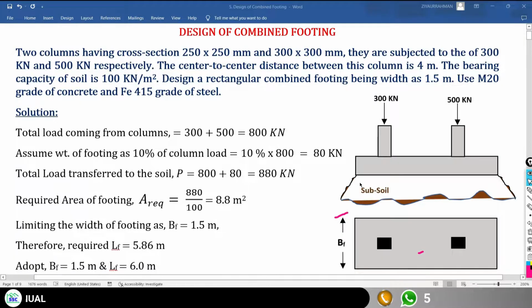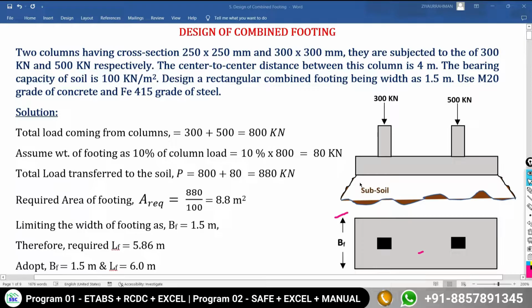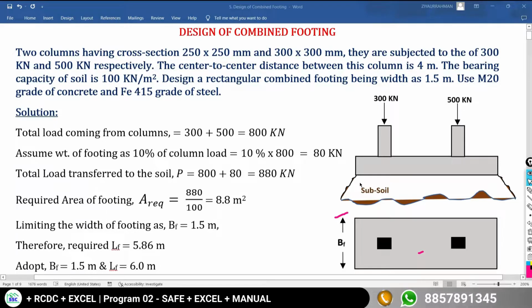So without the design, how can you know how much the length and width of the footing are, and we should also know the depth of the foundation for knowing the self weight of the foundation slab. That's why we need to assume the self weight of the footing is 10% of the load coming from your column. So that is going to become 80 kilonewton. If you add these two values, you get the total load which is going to be transferred to your subsoil as 800 plus 80, 880 kilonewton.